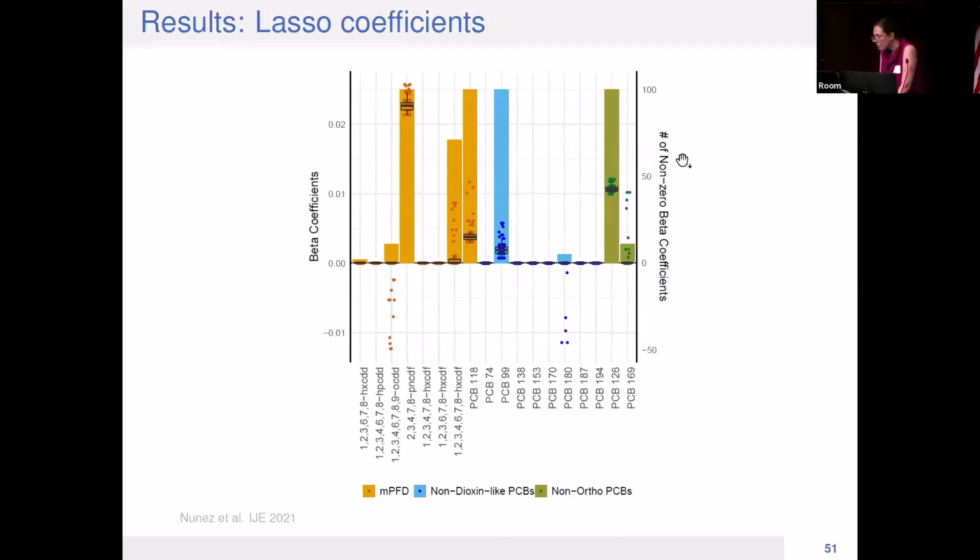So the columns are for the right y-axis, and the points are for the left y-axis.